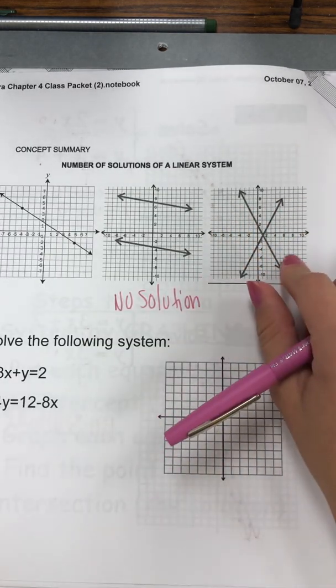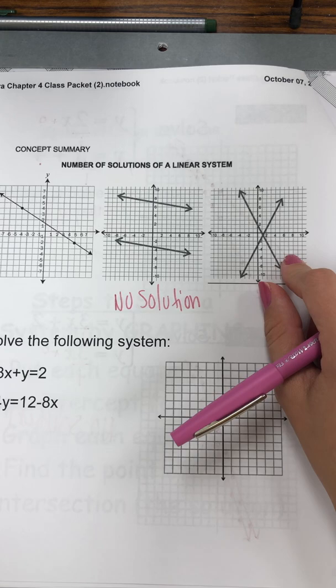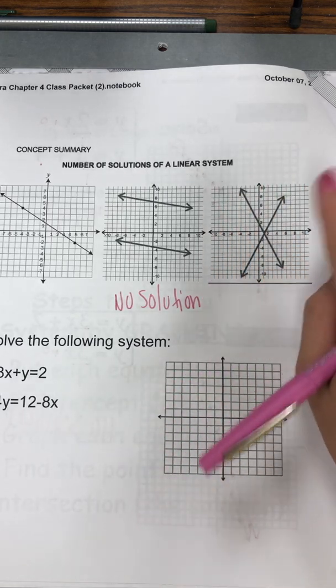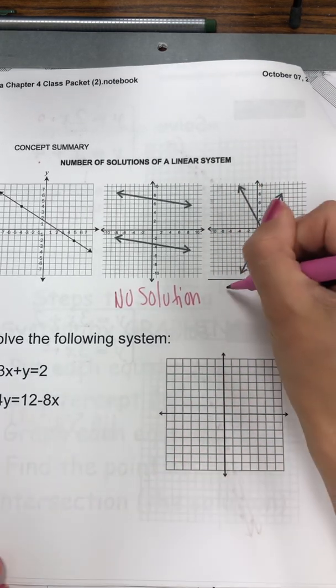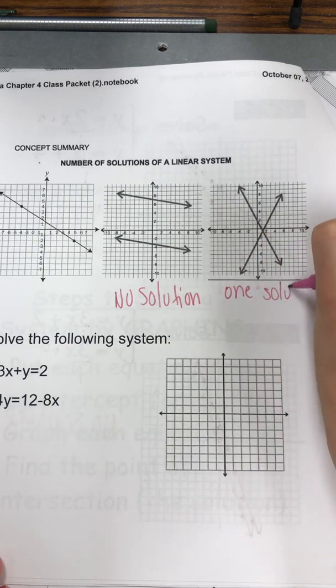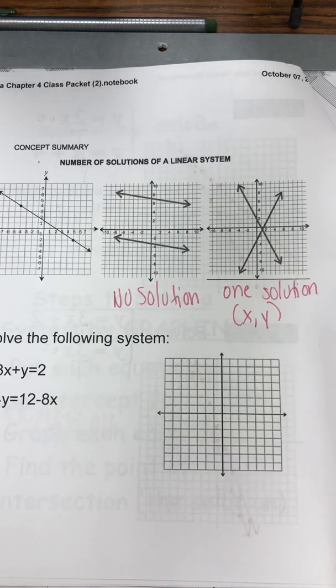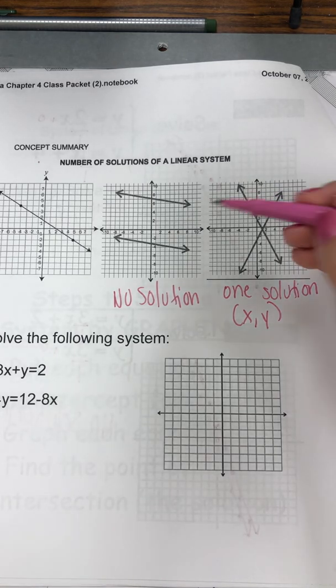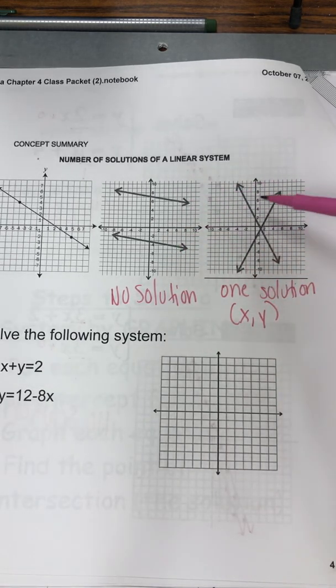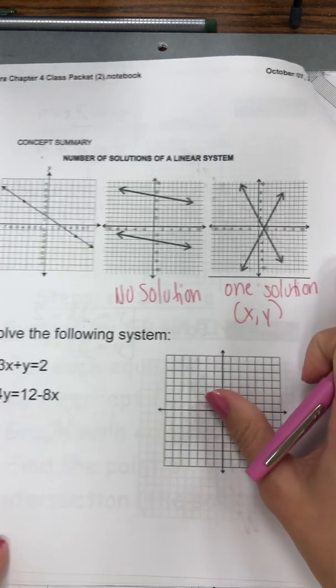We've also already done an example like this. That's when they actually do cross. You have one solution, and the actual answer is going to be that point where they cross each other. So you can have no solution where they never cross, or you can have one solution where they do cross, and then the answer is that point of intersection.